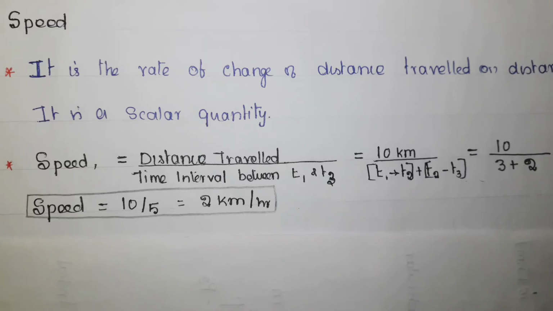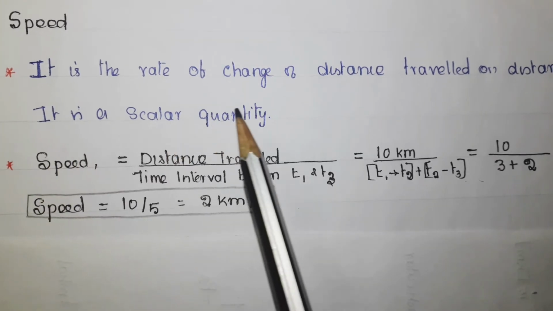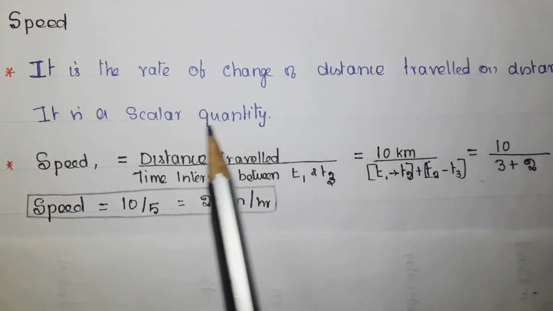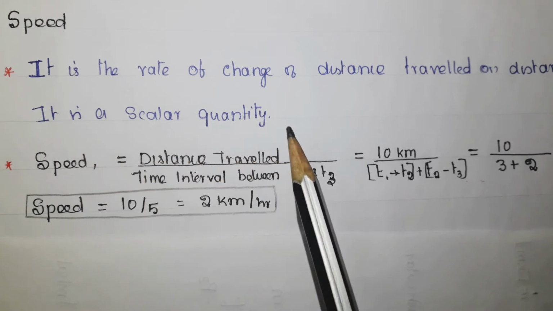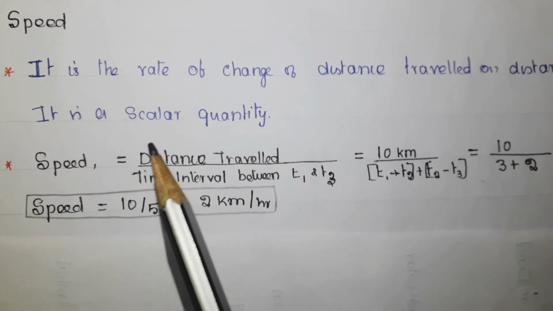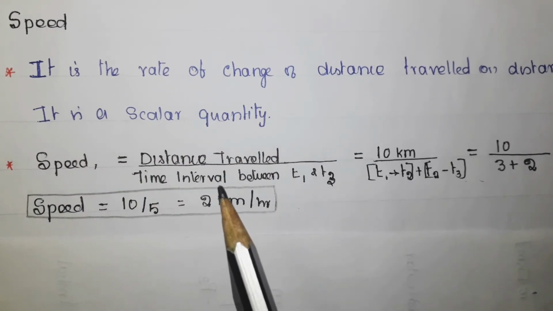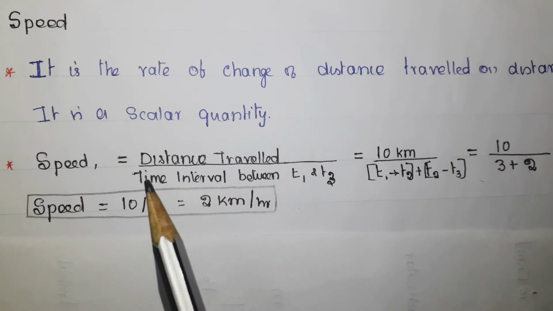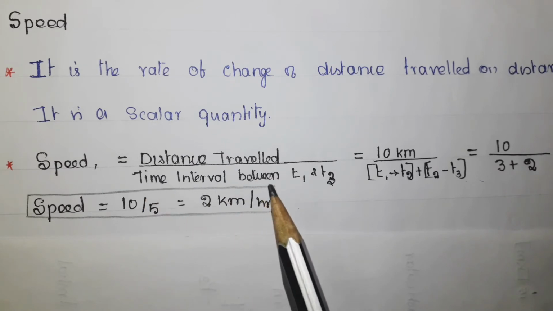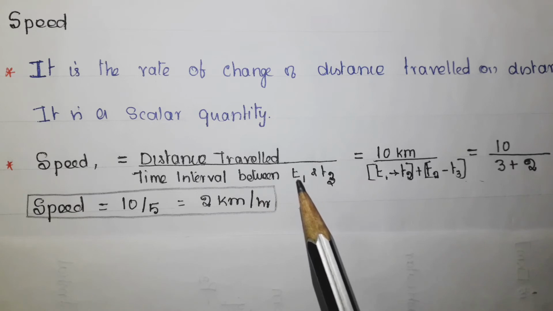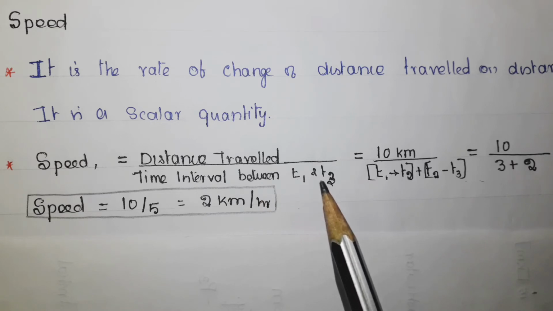So the next one is speed. Now let us go to the definition. It is the rate of change of distance traveled or distance, and moreover it is a scalar quantity. We already know the term called distance traveled, then divided by the time interval between the total distance traveled, that means from T1 to T3.